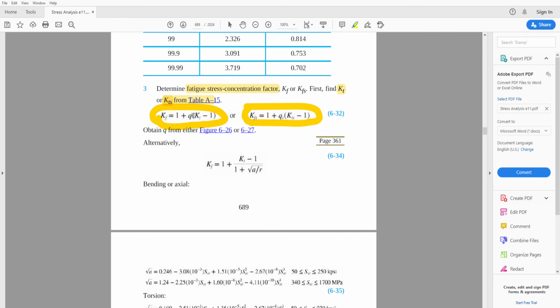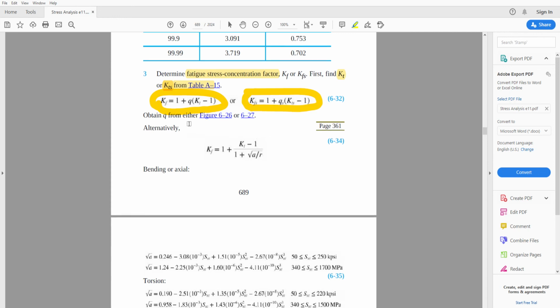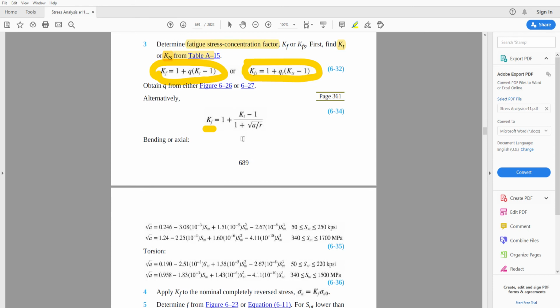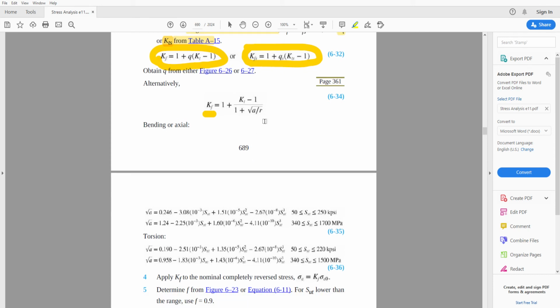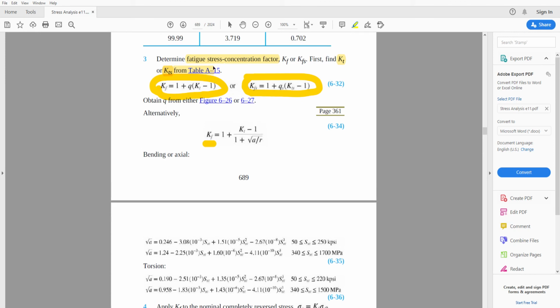Right, so you might be wondering what is q right here, or qs. So q is the notch sensitivity, and you can find that also from figure 6-26 or 6-27 in our textbook. But sometimes you can use this formula instead to find Kf. You're given Kt, or if you're finding Kfs, you're going to be given Kts, or you have to find Kts from table A15, right? And r is the radius of the fillet, or the geometric shape that's causing the stress concentration. So make sure you check table A15.